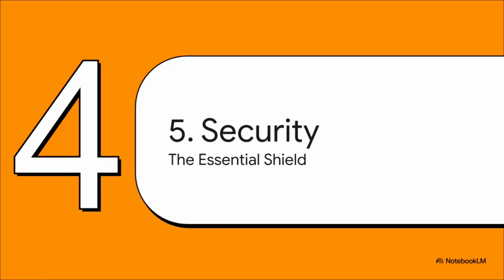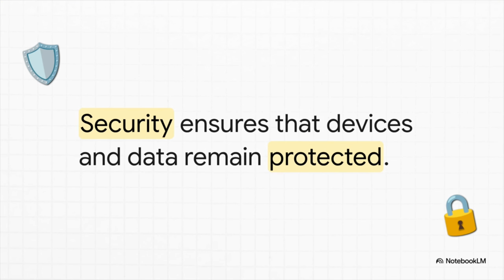That brings us to our 5th functional block, security. Think of security as the essential digital shield and locks wrapping around our entire blueprint. It ensures that devices, users, and data remain protected at all times. And why does this matter so much? Because without this protective block, everything we've built, the sensors, the data highways, the management servers, is completely vulnerable. The entire data journey relies on the integrity of this block.